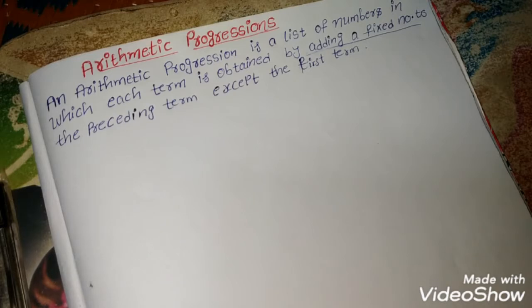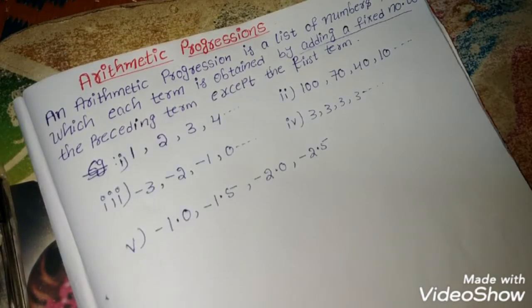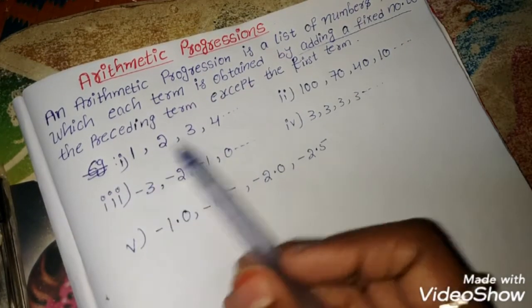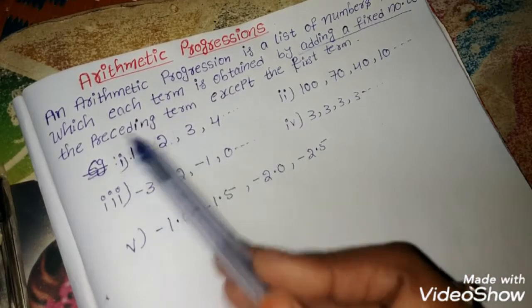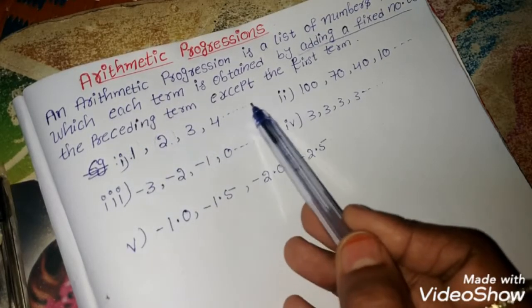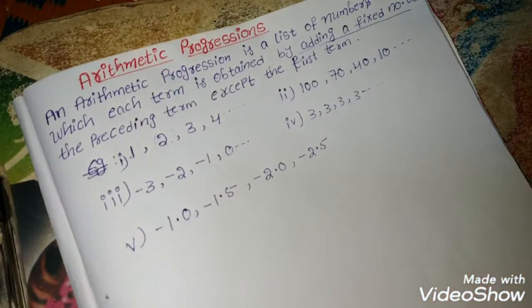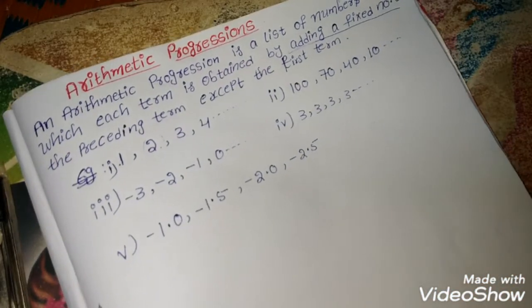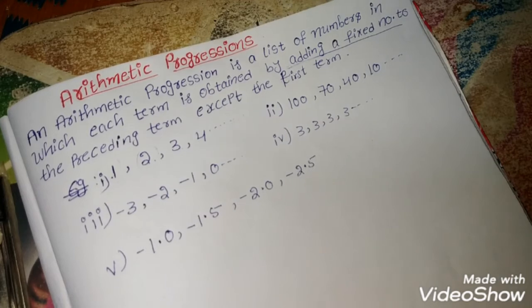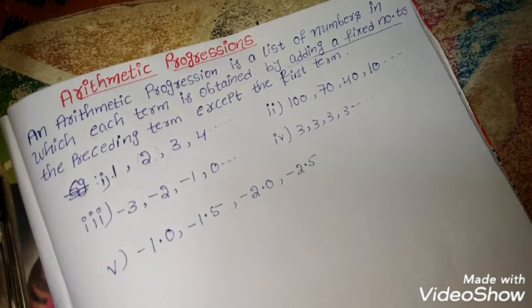Let's take some more examples about that. Look at this. So we have some terms here. 1, 2, 3, 4. So this is one of the terms, this is one of the terms, and this and this. So we have infinite terms. Is this an arithmetic progression or not? What I told you, we need to obtain by adding a fixed number to the preceding term except the first term. Is it right? Let's check the first example.